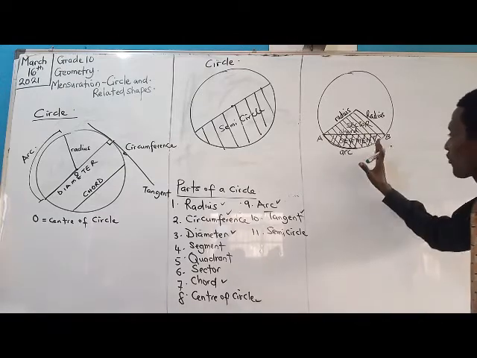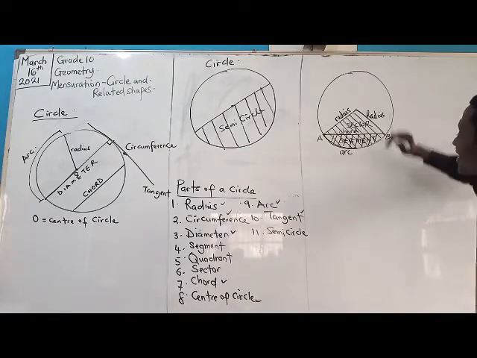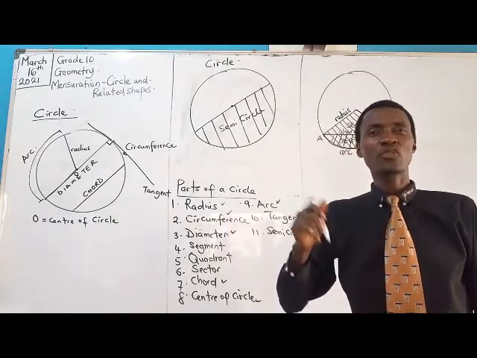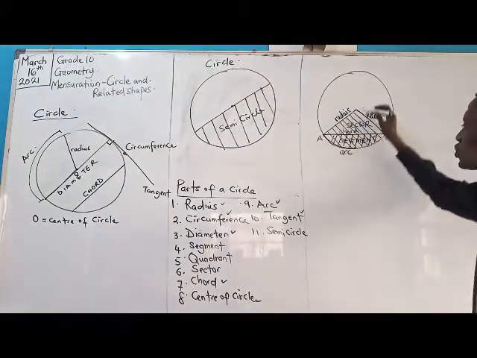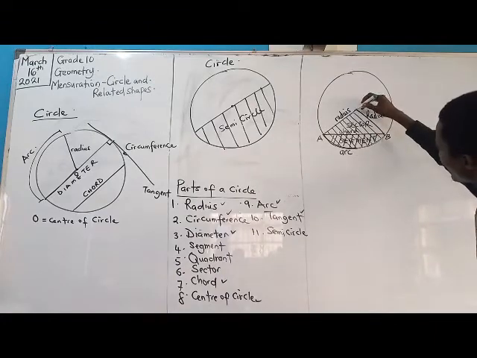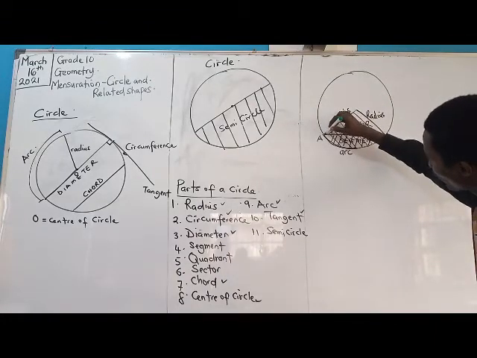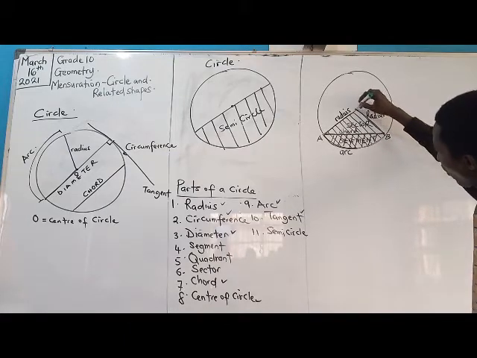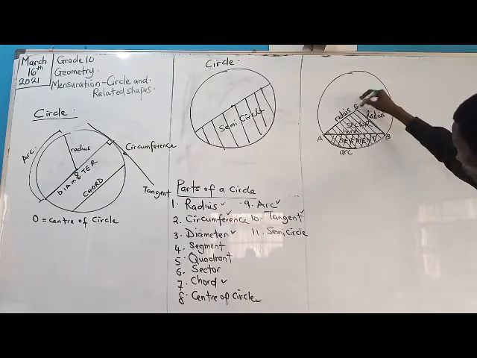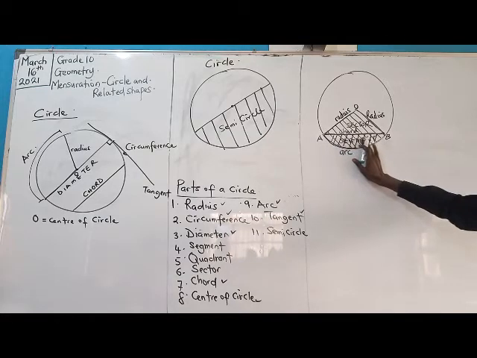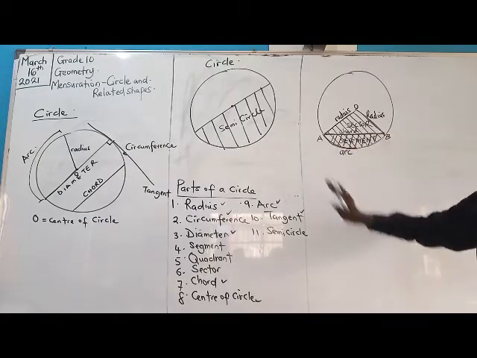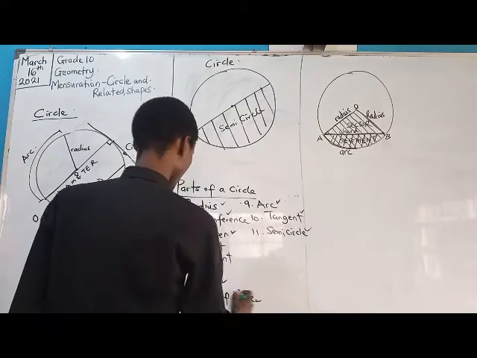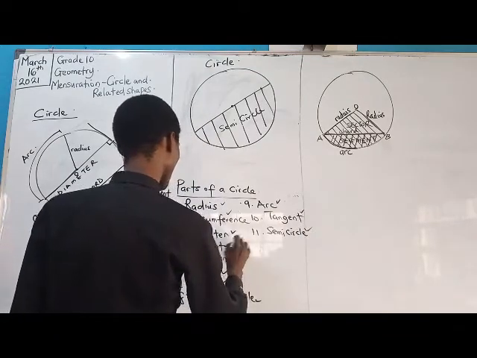So if you look at this carefully, you discover that if I now want to form a segment from a sector, all I need to do is to cut out this triangle from it. Once I cut out this triangle, remember this is center O, what I'll be left with will be what? A segment. This is just giving us a general summary.